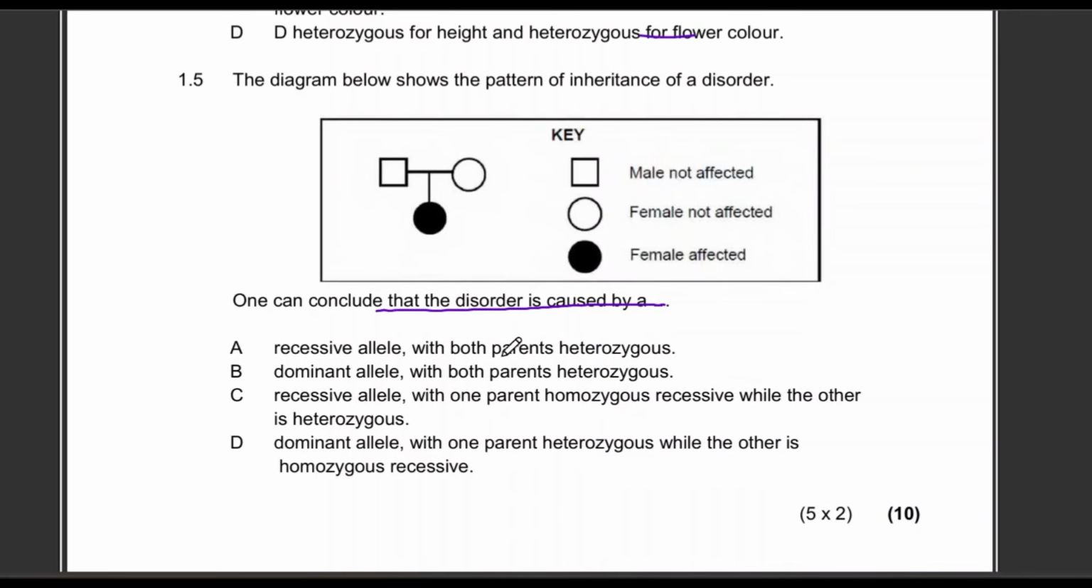Disorder is caused by a recessive allele with both parents being heterozygous. This is the most correct one. So both parents are heterozygous, meaning they have an allele for the disorder and a normal allele. So both of them are heterozygous, but this disorder is caused by a recessive allele. So with the presence of a dominant allele, this particular disorder is going to be masked. So both male and female, they have the disorder but masked. Then obviously meaning this particular child inherited the recessive allele from both parents. Ta-da. All right.